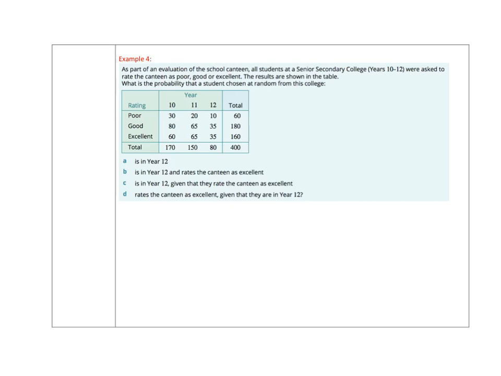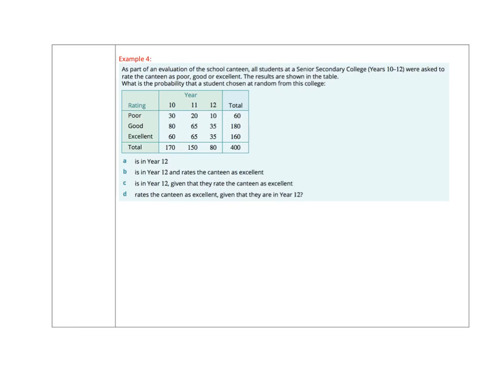Sometimes we're also given conditional probability questions in the form of a table of events that have already occurred. This might represent large survey results, or it might be recordings of populations throughout the year. Any context, it always really changes. Now it says at the top here that as part of an evaluation of the school canteen, all students at a secondary college, years 10, 11, 12, were asked to rate the canteen as poor, good or excellent. The results are shown in the table below.